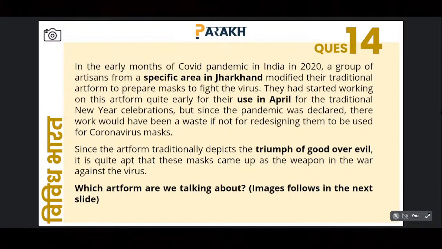Since the art form traditionally depicts the triumph of good over evil, it is quite apt that these masks came up as a weapon in the war against the virus. Which art form are we talking about? The image is shown in the next slide.